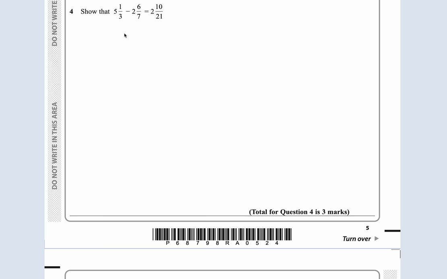It's a pretty standard fractions question, guys. We need to know how to do this, right?